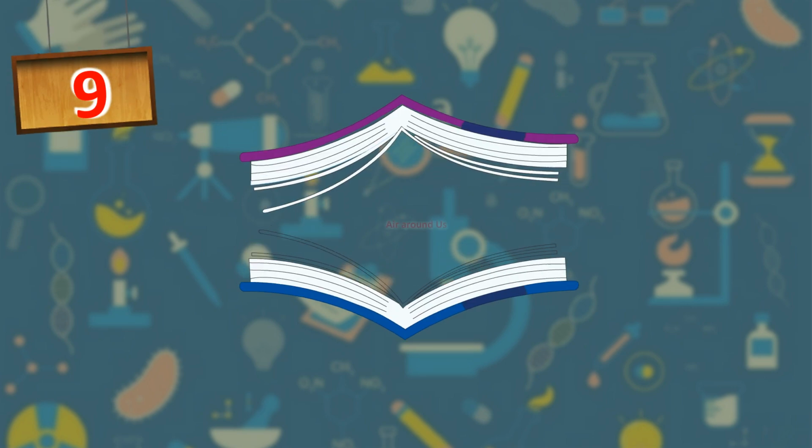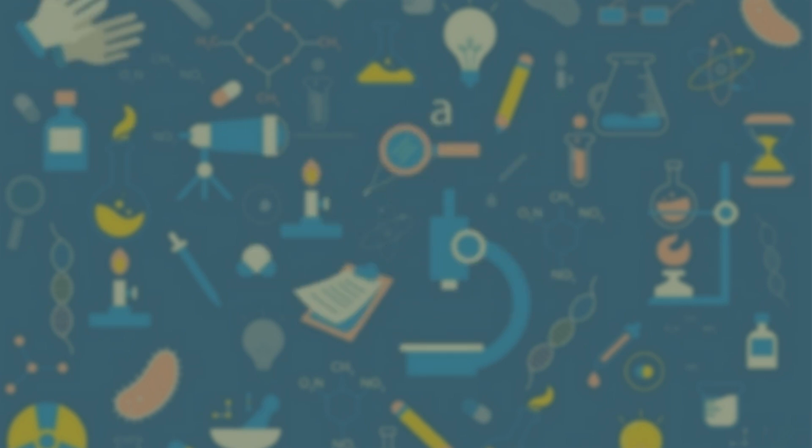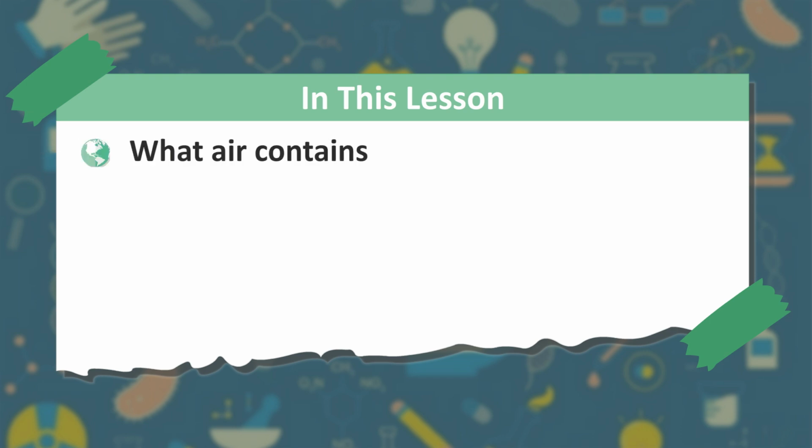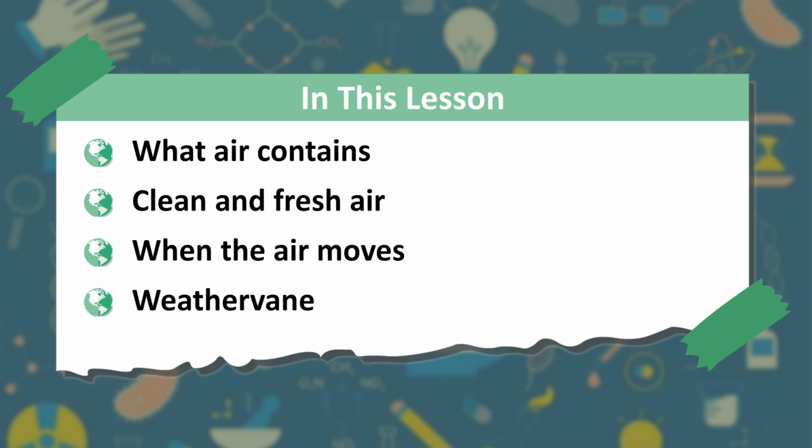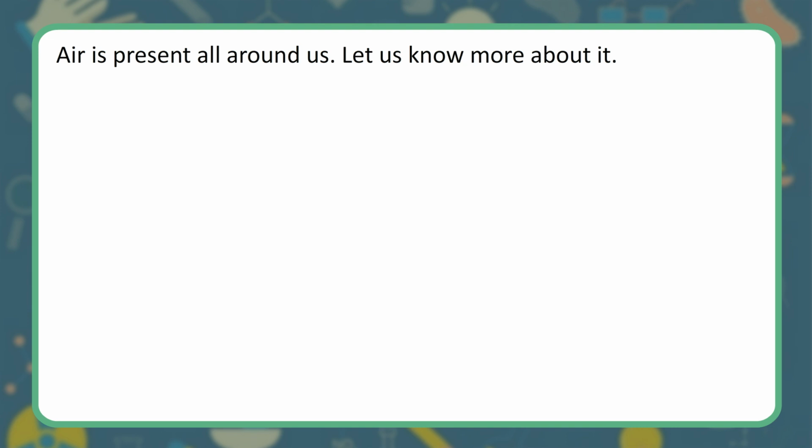Chapter 9. Air Around Us. In this lesson, what air contains? Clean and fresh air. When the air moves. Weather vane. Air is present all around us. Let us know more about it.